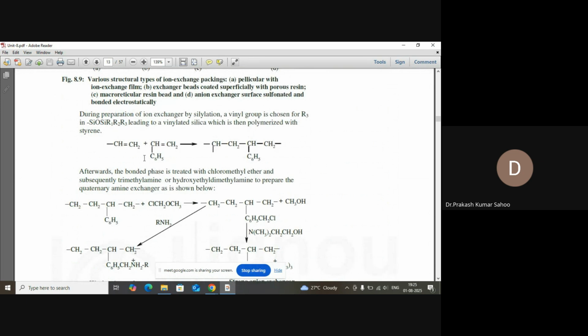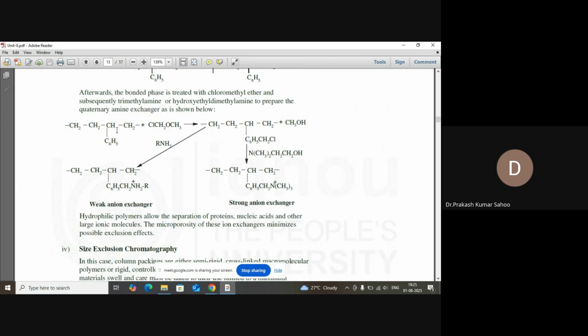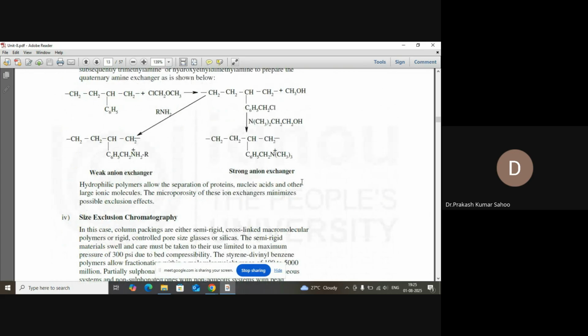Then we have the reaction, where an alkene reacts with an aromatic compound to give an adduct or addition product in the presence of silica. And here also an aromatic alkane reacts with a chloroether to give the product. Here we have the weak anion exchanger, and this is a strong anion exchanger.